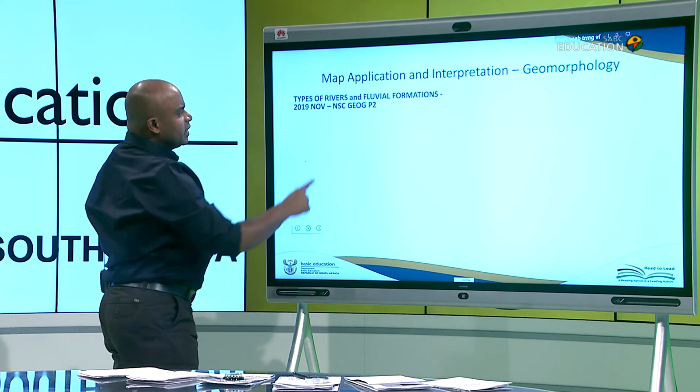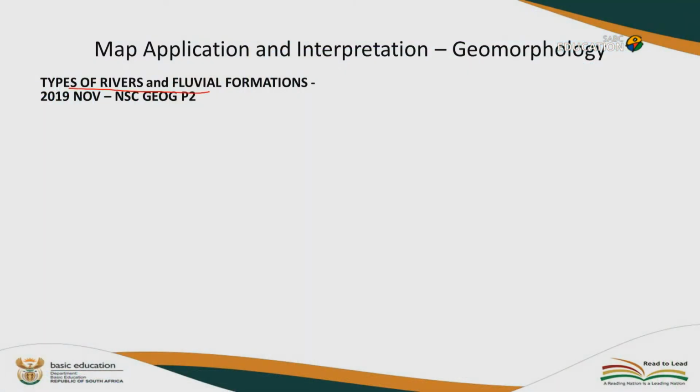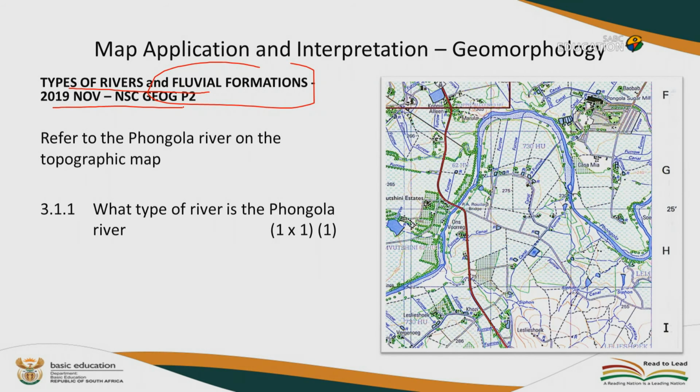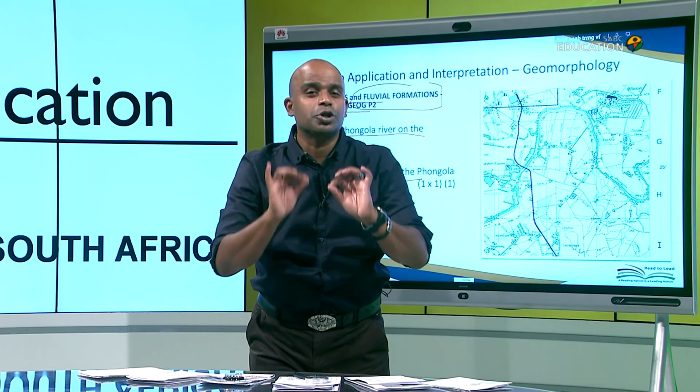Moving on to the next one, in 2019, on the map of Pongola fluvial formations, let's look at what was being examined. In this particular one, it refers to the map of Pongola on the topographical map. What type of river is the Pongola River? In your theory, you've examined types of rivers, and you should note the following.